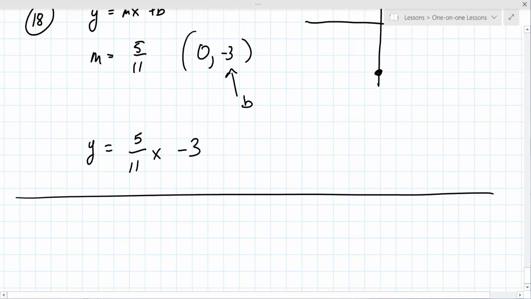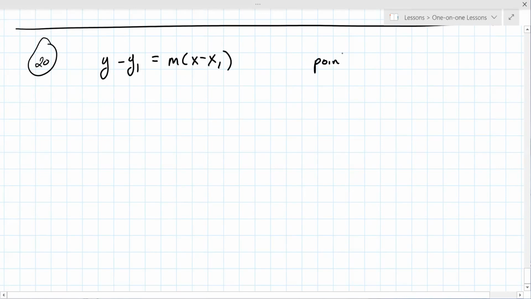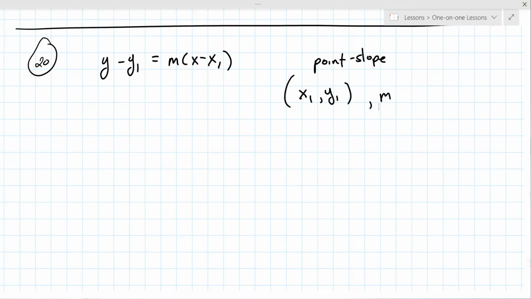So number 20 says write an equation in point slope form. y minus y1 equals slope times x minus x1. This is point slope form. The point is x1 comma y1, and the slope is m. The 20 gives you the slope, and they also give you a point.